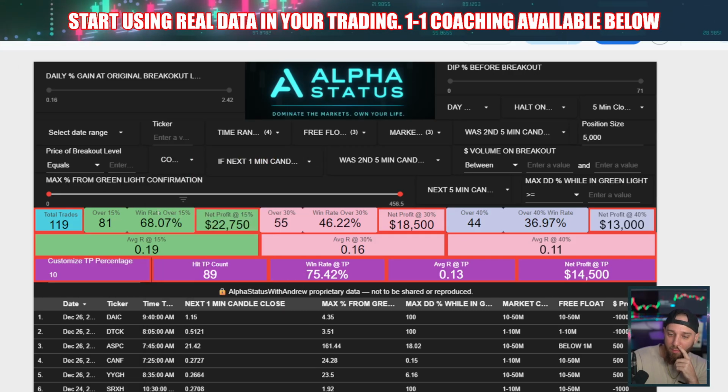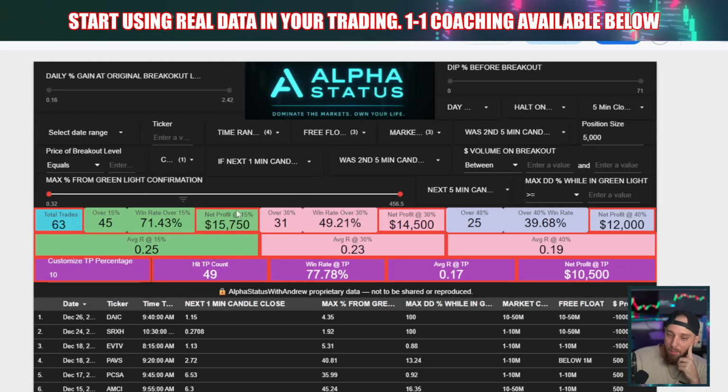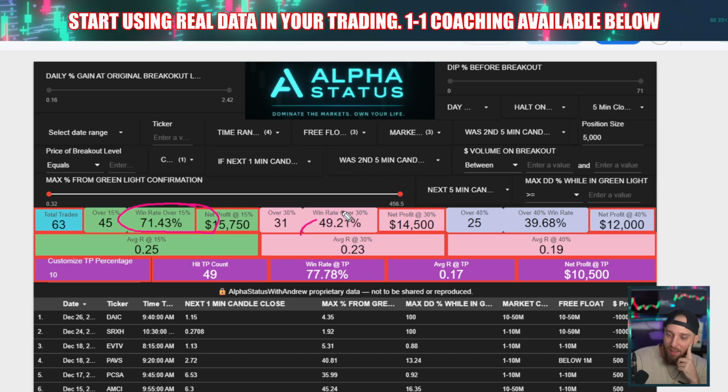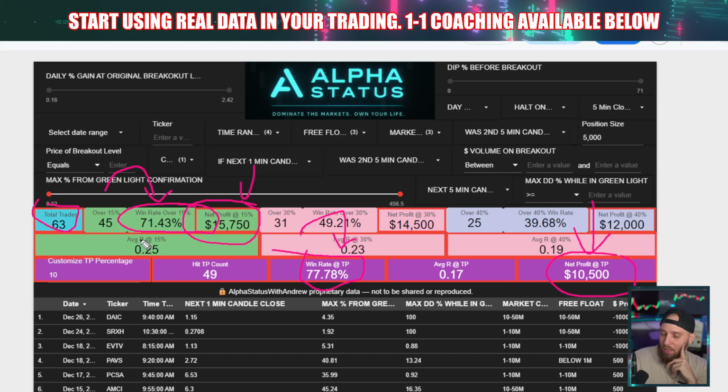So check this out. Remember, win rate for over 15% is 68% right now. Let's go to USA. Boom, we get a boost up to 71% for 15% take profit. And now the win rate for 10% is now 77%. 63 total trades. So again, we're getting more specific. We're filtering through more variables. However, our win rate is going up. Now our net profit does go down to 15,750, 10,500 right here if you took every single position size with $5,000. So again, less profitability because you're taking less trades, but you do get a boost in win rate.